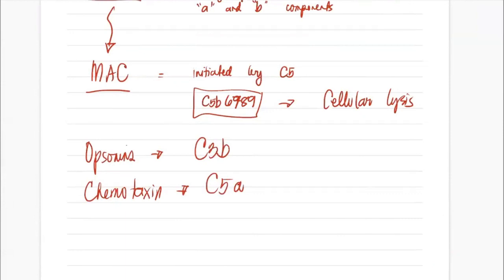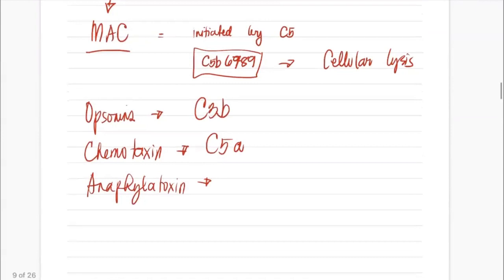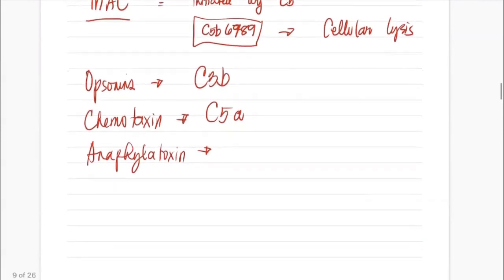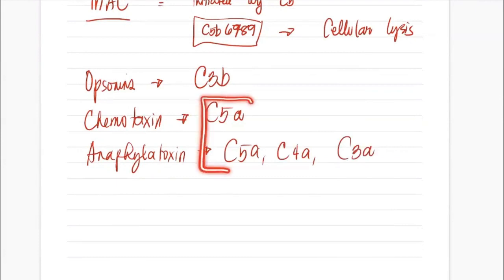Then we have anaphylotoxins. So pag sinabi nating anaphylotoxins, they are able to result to degranulation of mast cells and basophils. No? So parang allergic reaction, anaphylaxis nga, di ba? So sino-sino sila? We have C5A, C4A, and C3A. Okay, so dito makikita natin that C5A pala functions both as an anaphylotoxin and a chemotaxin.